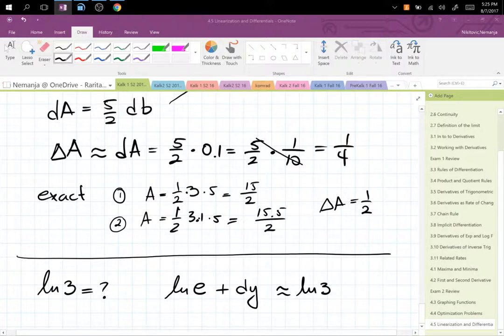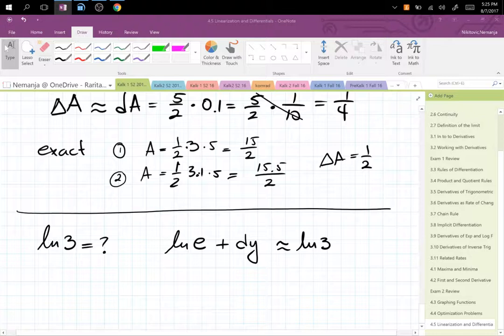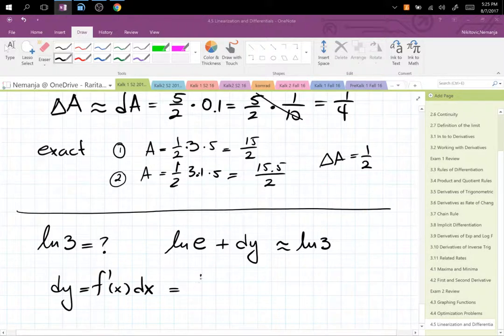See, I need to, what we say, perturb, right? We need to change ln e a little bit. ln e is easy to compute, so I just need to add a little bit. So my goal is to figure out how much that dy is that I need to add. Now we know that dy is the derivative times dx. So the derivative is 1 over x times dx.